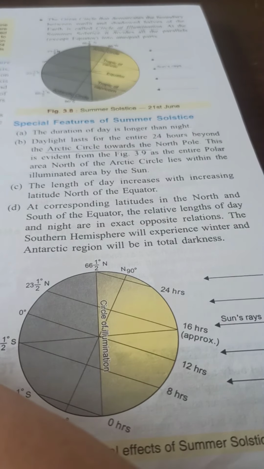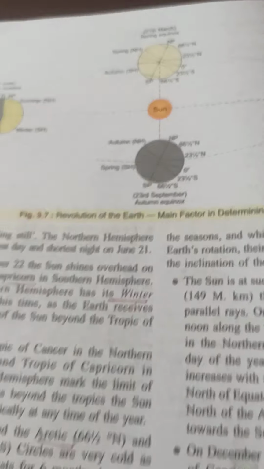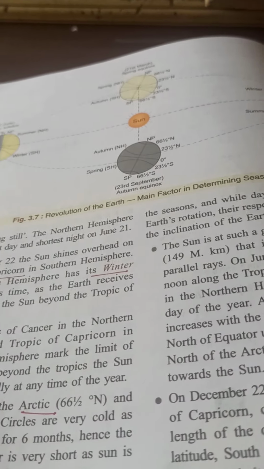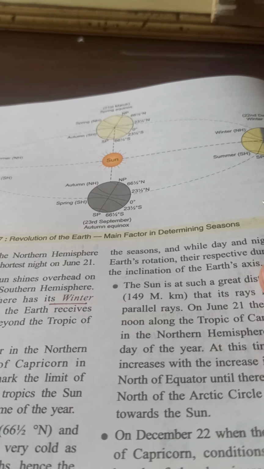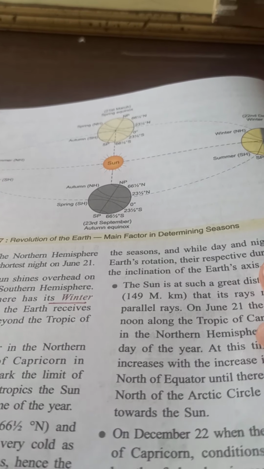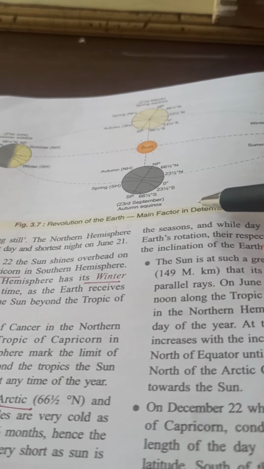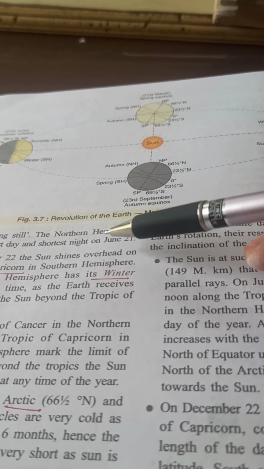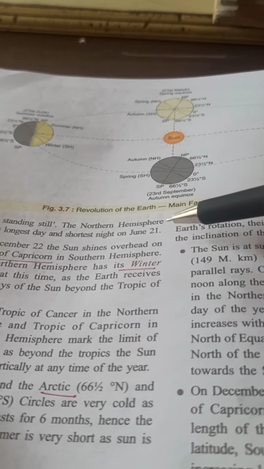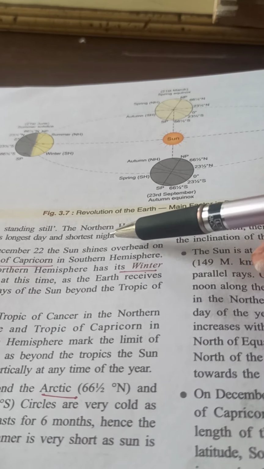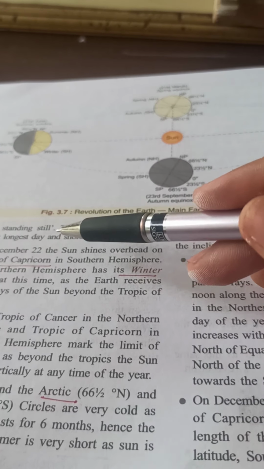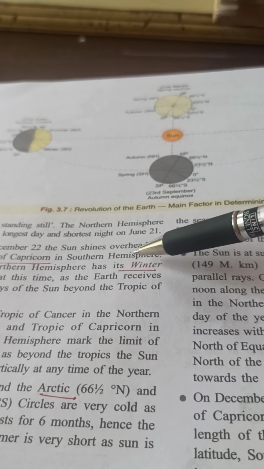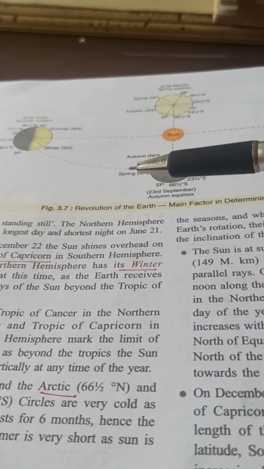Solstice means sun standing still. You can see the picture over here. Beautifully, they are showing you the picture. Always have a look at the pictures. From these pictures, most of your doubts will be cleared. The northern hemisphere has its longest day and shortest night on June 21. On December 22nd, the sun shines overhead at the Tropic of Capricorn, that is in the southern hemisphere. Clear? And the northern hemisphere has its winter.